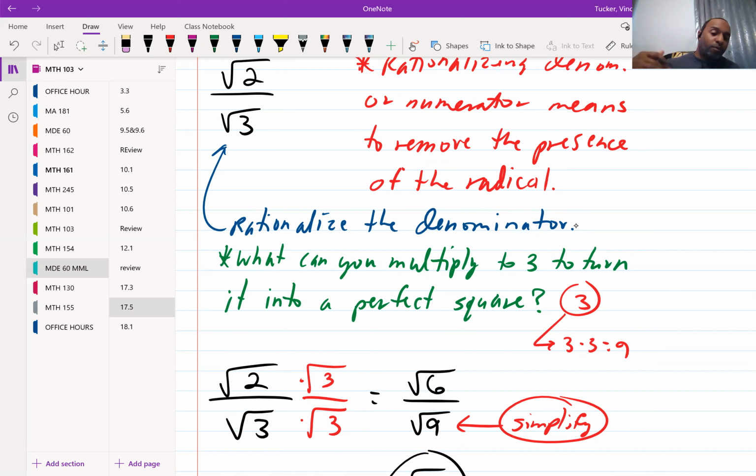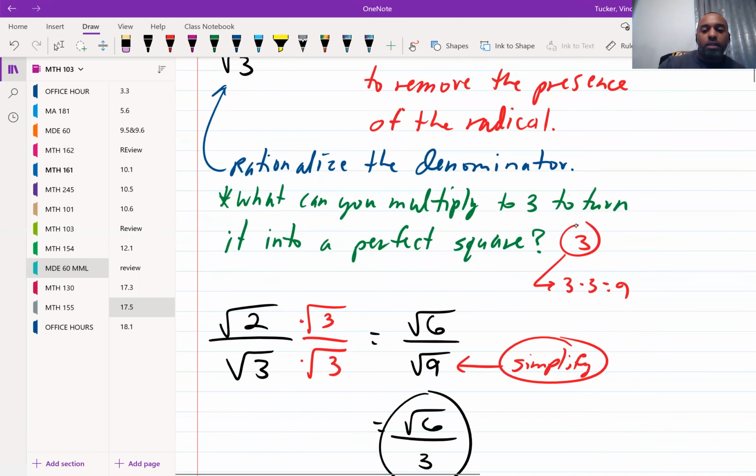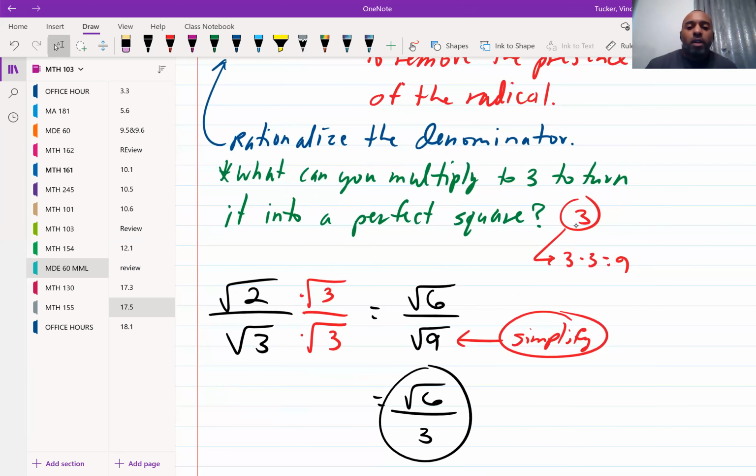Remember, whatever you do to the bottom, if you're dealing with a fraction, you have to do to the top as well. So square root of 3 times square root of 3 would be square root of 9. And square root of 3 times square root of 2 will give you square root of 6. Square root of 9 is 3, and you leave the 6 under the radical because you cannot take the square root of that. So you see that removes the presence of the radical in our denominator. All right, any questions on that before we go to the next ones?